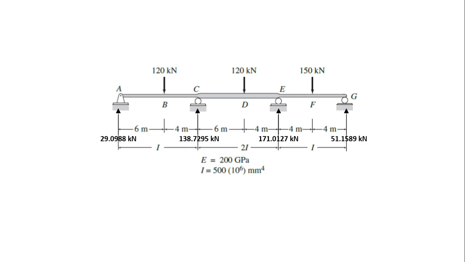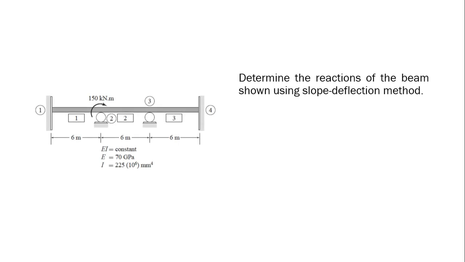Okay, let's go to our second example. Determine the support reactions of the beam shown using the slope-deflection method. In this case, ang loading lang na naka-apply sa beam na to ay clockwise na 150 kilonewton meter at joint number 2. Okay? So, ibig sabihin, wala tayong makukuhang fixed end moment sa kahit saang part ng beam. Therefore, FEM12 equal to 21, 23 equal to 32, and 34 equal to 43, all fixed end moments are equal to 0. Okay, wala tayong masyadong worry dyan.